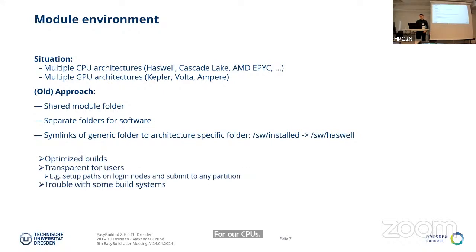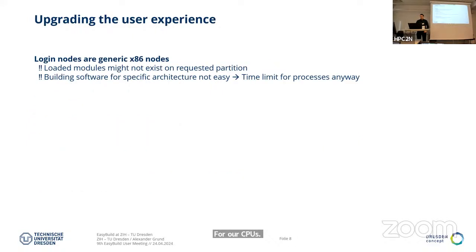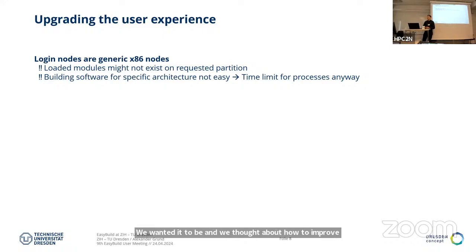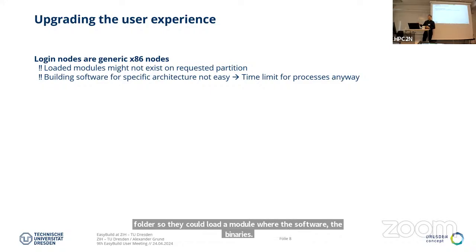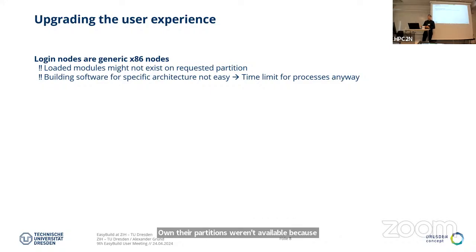However, it wasn't as easy as we wanted it to be, and we thought about how to improve it. One main pain point was that the users went to this generic login node and tried to load some modules. We had one single module folder, so they could load a module where the software, the binaries, on their partitions weren't available because we didn't install it on that partition, or it was for some reason broken. So the user wouldn't find out until they actually ran their job. That was very confusing for them.